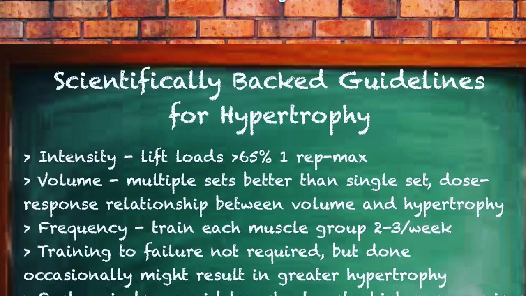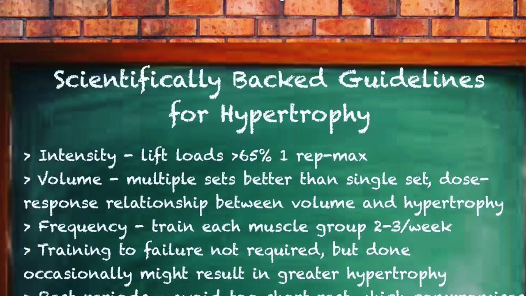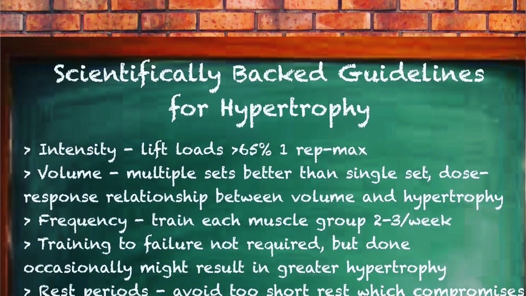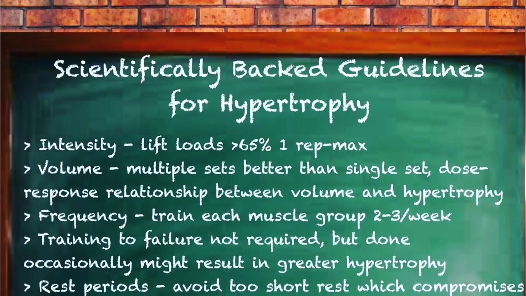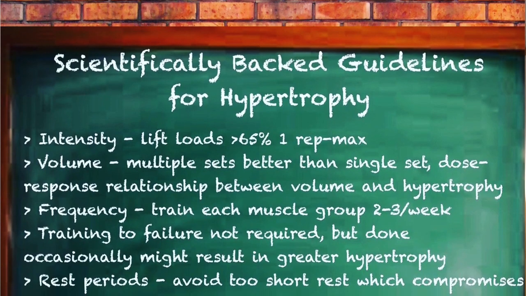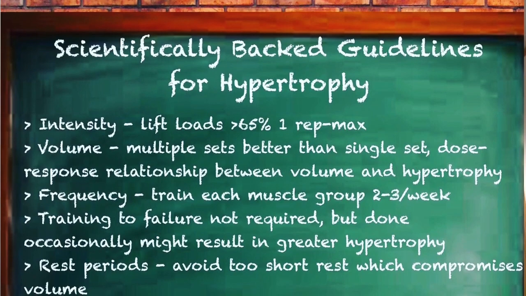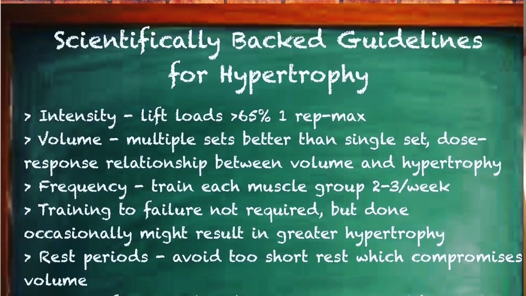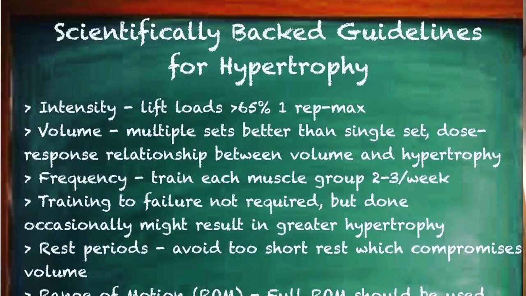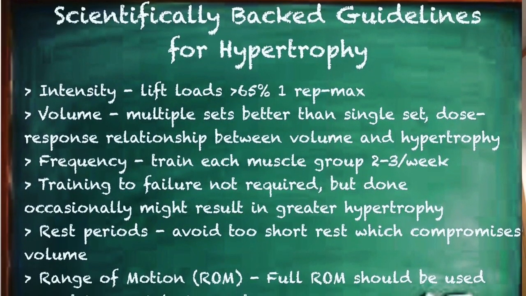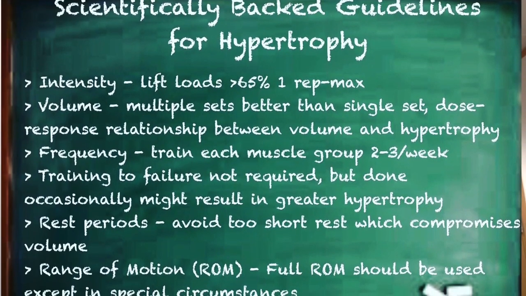So looking at a broader spectrum before we get into Wernborn's specifics, in terms of intensity, that's percentage of 1 rep max. You should be lifting weights heavier than 60 to 65% of your 1 rep max most of the time. In terms of training volume, more is better. Essentially, there is a dose-response relationship between volume and hypertrophy until you cannot recover from it, and then it does more harm than good. Frequency, you want to train a muscle group 2 to 3 times a week. And training to failure is not required, but can be done occasionally and will probably enhance results if it is done occasionally.